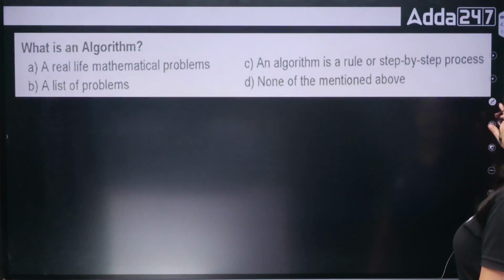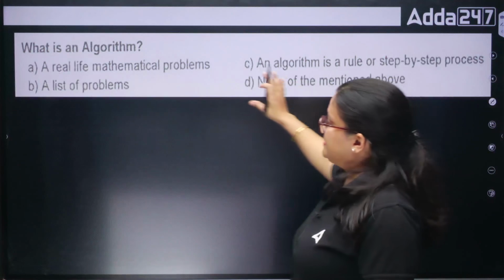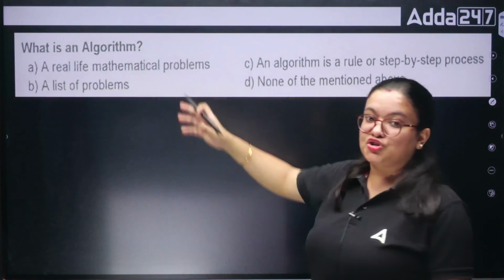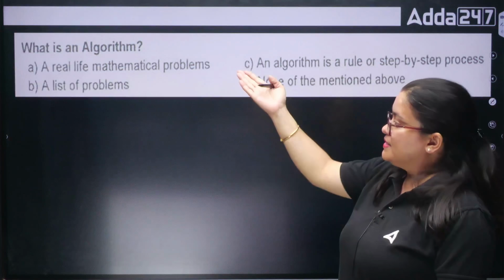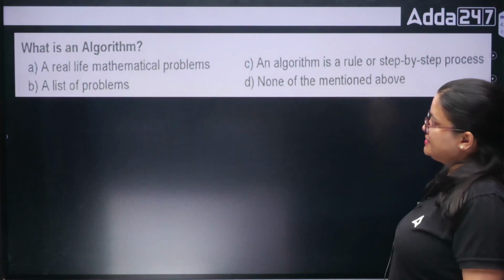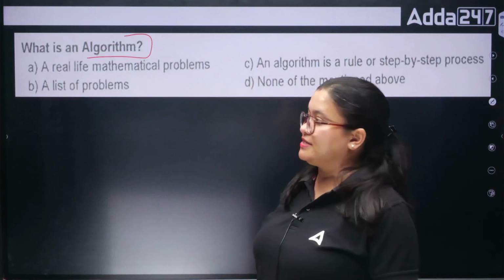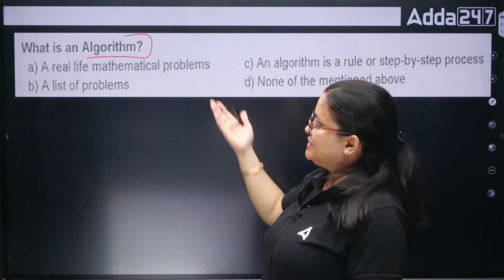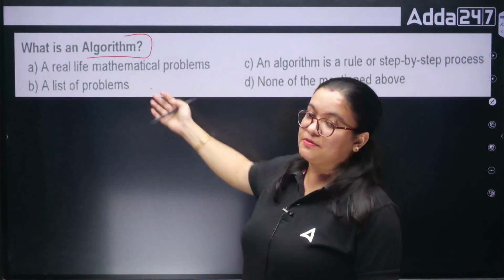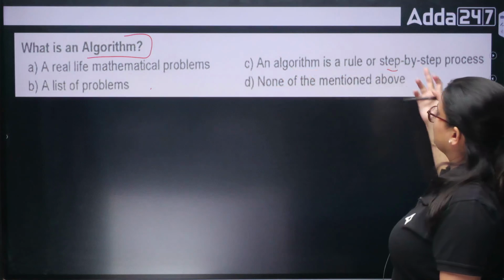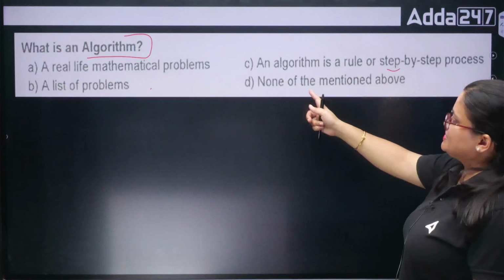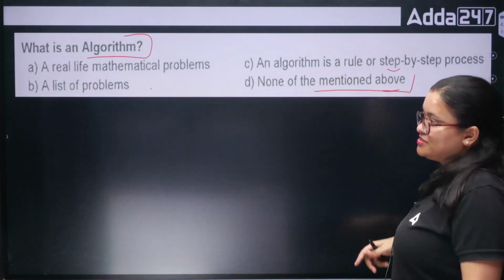Next question, what is an algorithm? As you can see here, I have taken the questions directly from the previous year papers. This is a definition question, asking what an algorithm is. Is it a real life mathematical problem, a list of problems, a rule or step-by-step process, or none of the options mentioned above?